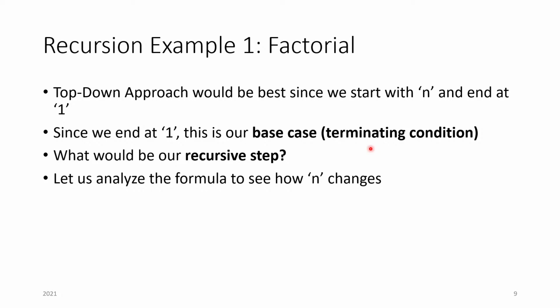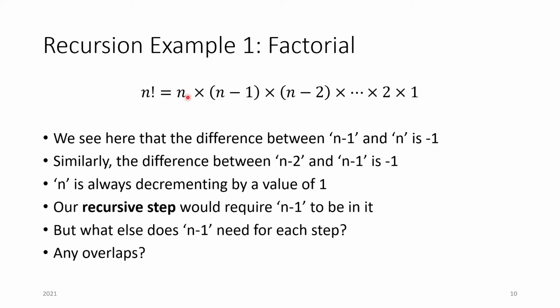Now that we have identified the base case, the other thing we need to identify is the recursive step. The recursive step analyzes the changes between two successive cases and figures out what the constant change is for any two successive cases. So, in analyzing the formula here, if we take n minus 1 and n and subtract the two, we see that the difference is just going to be minus 1. And if we have n minus 2 and n minus 1, the difference is also minus 1. So the difference we always see is that n is always decremented by 1 until we hit our base case where n is equal to 1.